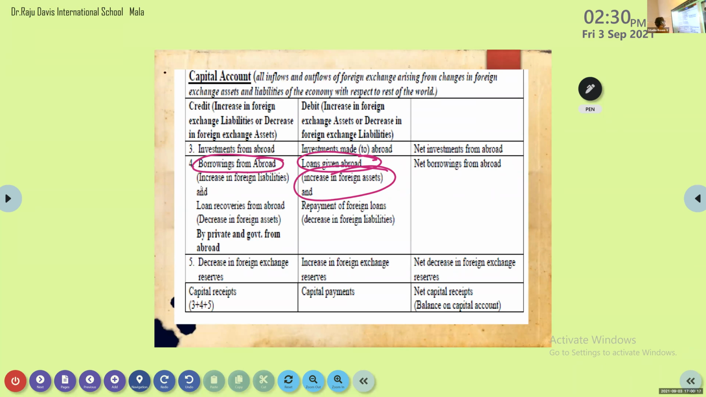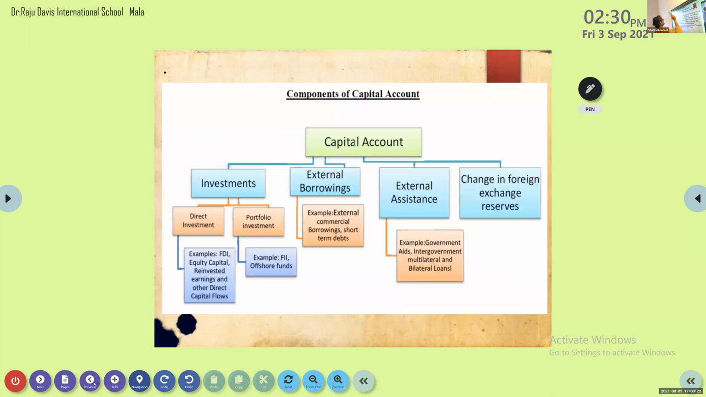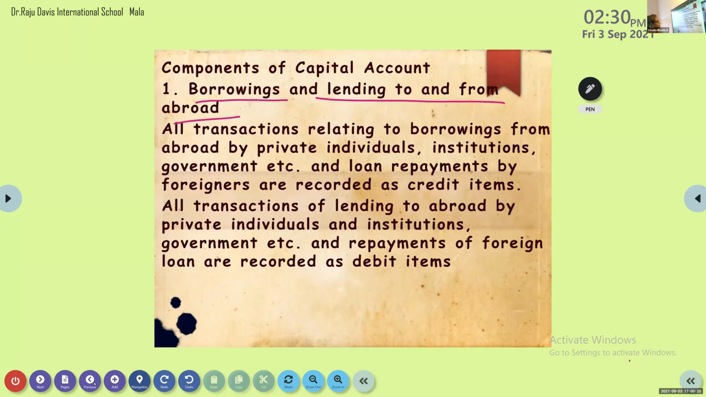Another point related to it. Borrowings and lending to and from abroad will come under the capital account. Borrowings will be on which side, Aparna? Ma'am, credit side. On the credit side, because it is an inflow of foreign exchange. And about lending, we are giving it outside, so that will be marked on which side, Aishwarya? Ma'am, can you repeat it once again?